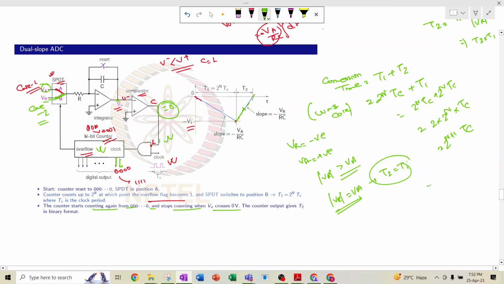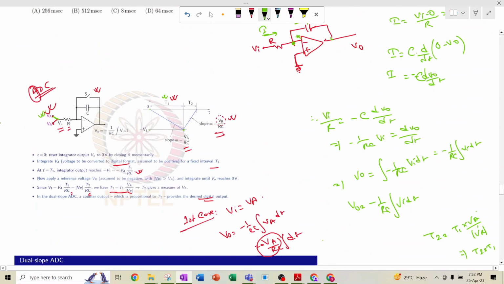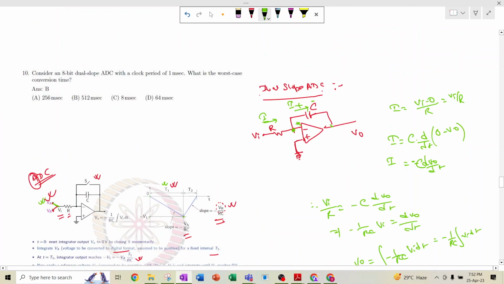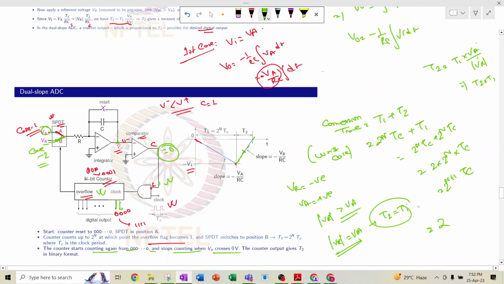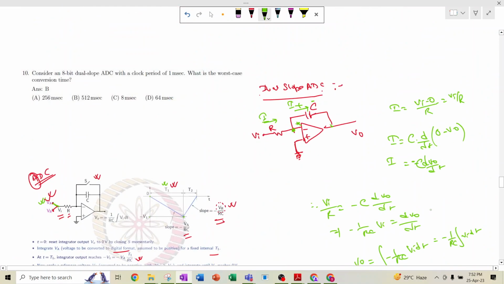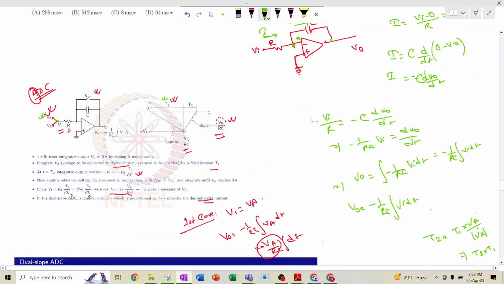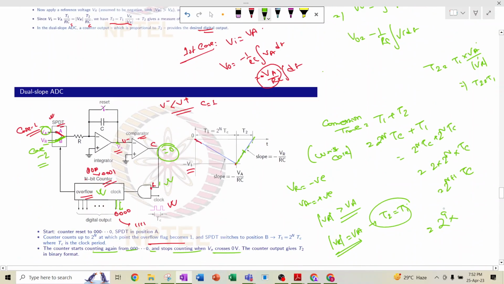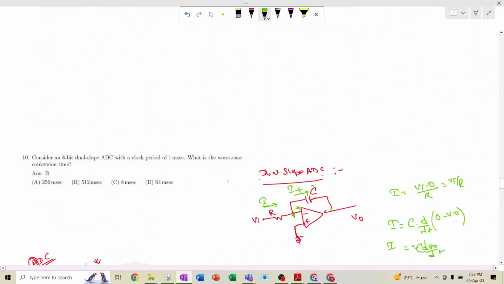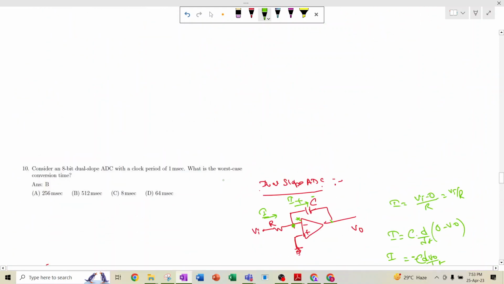Now, how many bit ADC is it? It is an 8-bit dual slope, right? So 2 to the power 8 plus 1, that means 2 to the power 9 into TC. TC is the time period of the clock, which is 1 millisecond. 2 to the power 9 is 512. So 512 millisecond will be the answer. The correct answer will be 512 millisecond.